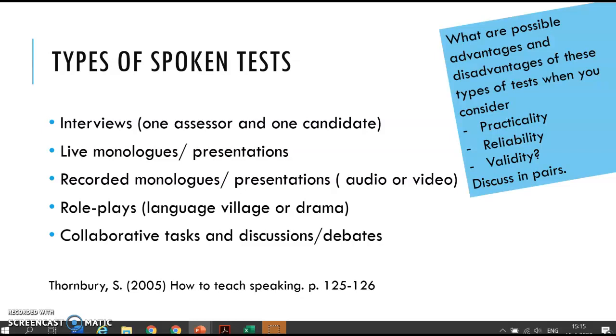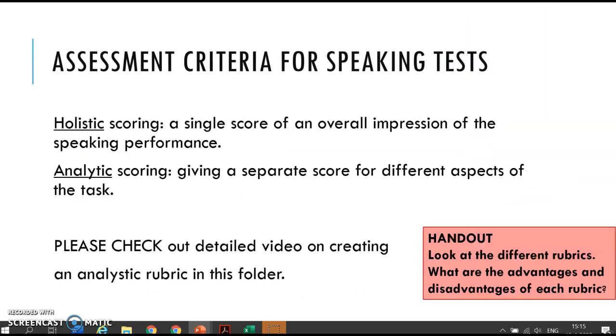There's a question for you here, and I will include this in the video as well, so you have to answer these. So when you start assessing speaking tests, it's hard. So there's 2 ways of assessing this, and this could be a holistic scoring, which is you give an overall score for the overall impression of the speaking performance. You feel like this person has done well enough and they have a 7. And then we have analytic scoring, and you give separate scores for different aspects of the task.